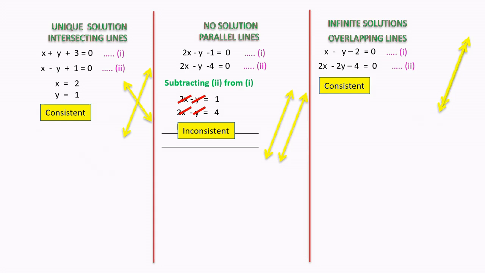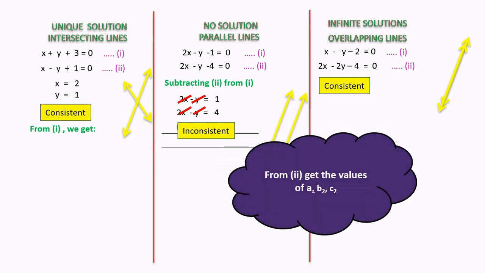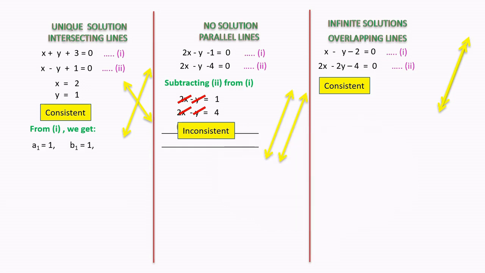Now let us understand this using the standard form comparison. A linear equation can be written as ax plus by plus c equals 0. From the first equation, we get values of a1, b1, c1. From the second equation, we get values of a2, b2, c2. For intersecting lines, a1 by a2 is not equal to b1 by b2. So, we get a unique solution and the system is consistent.